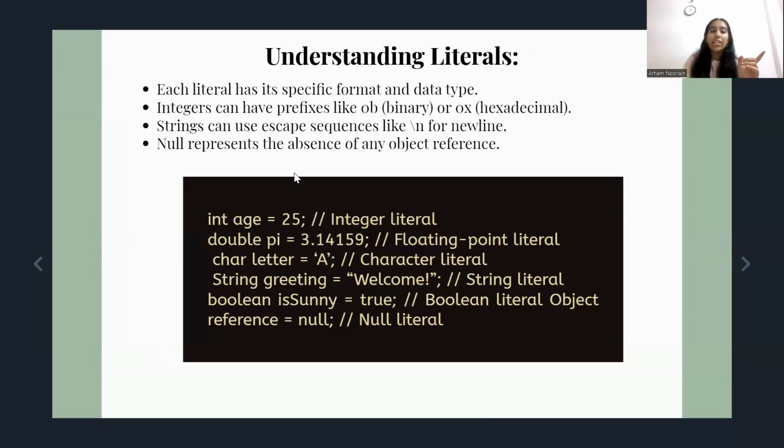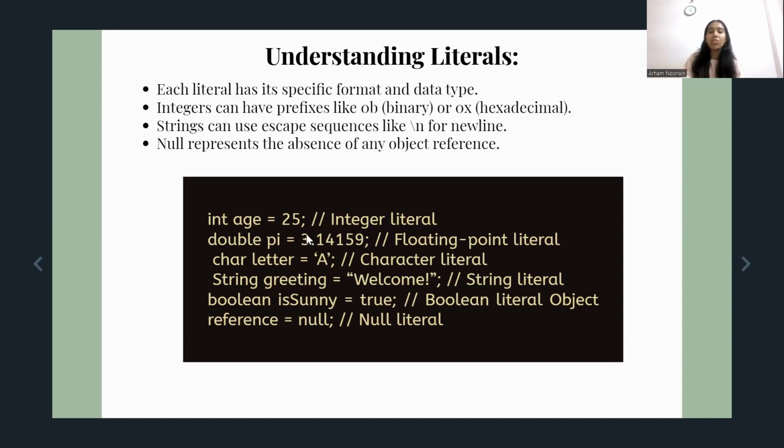Understanding literals in the code, each literal has a specific format. Integers can have a prefix like binary or hexadecimal, 0b or 0x. Strings and characters can use escape sequences like slash n for a new line. Null represents the absence of any object reference.